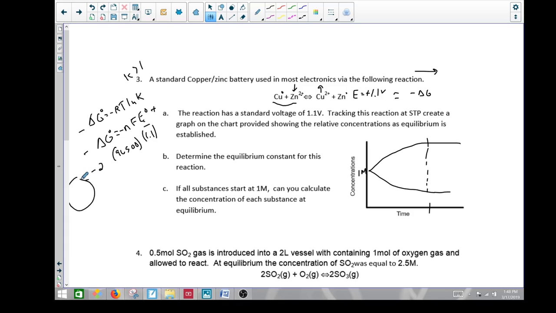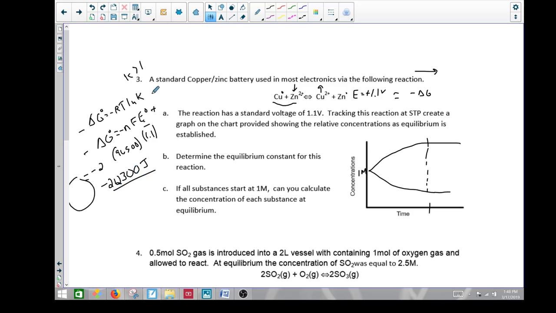Let's do our math here. -2 times 96,500 times 1.1 equals -212,300. All right, so the key idea here is -212. Sig fig wise, I'm going to wait until the very end to adjust my sig figs. That's a big number here. This is a key point: this is in joules. It'll matter for the next one.